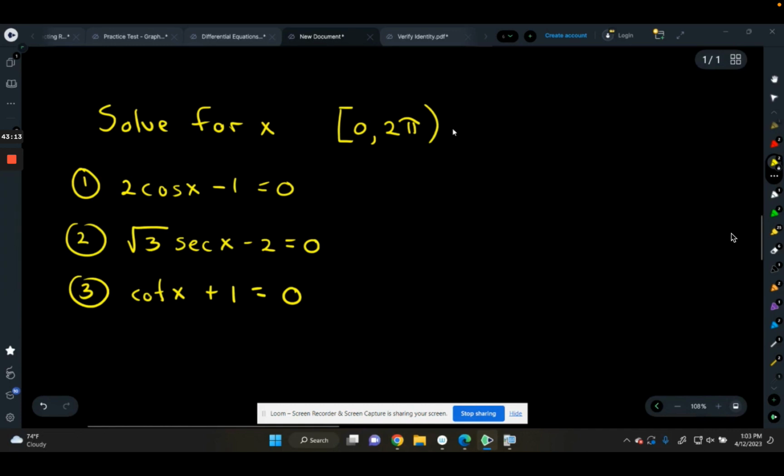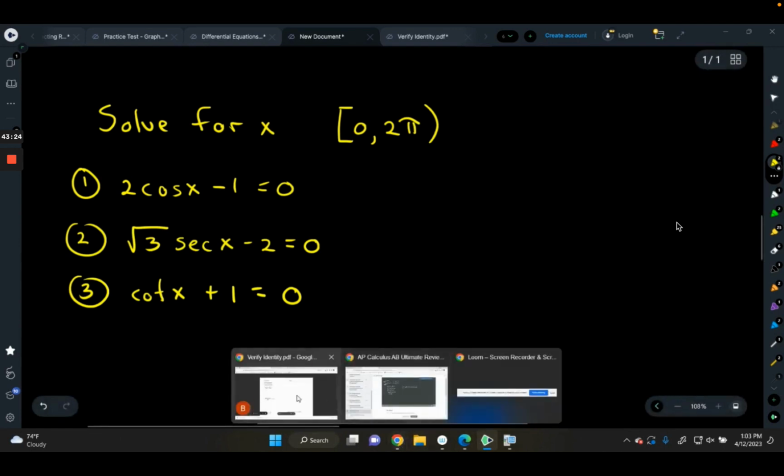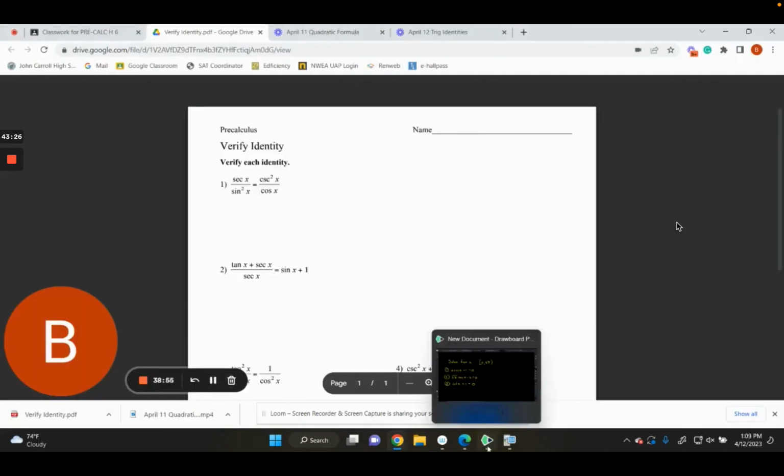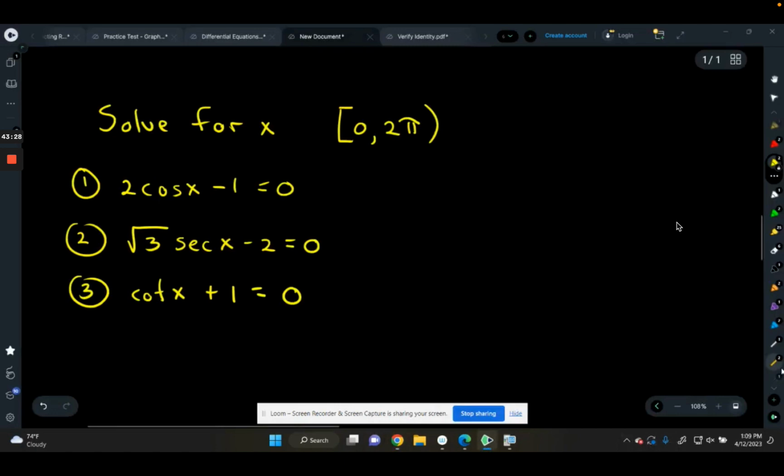First one. And then you can check it on your graphing calculator. Okay, so the first one is very similar to what we already did, right? So we're going to add 1, so we get 2 cosine x equals 1. So cosine x equals 1/2. So x equals the inverse cosine of 1/2.